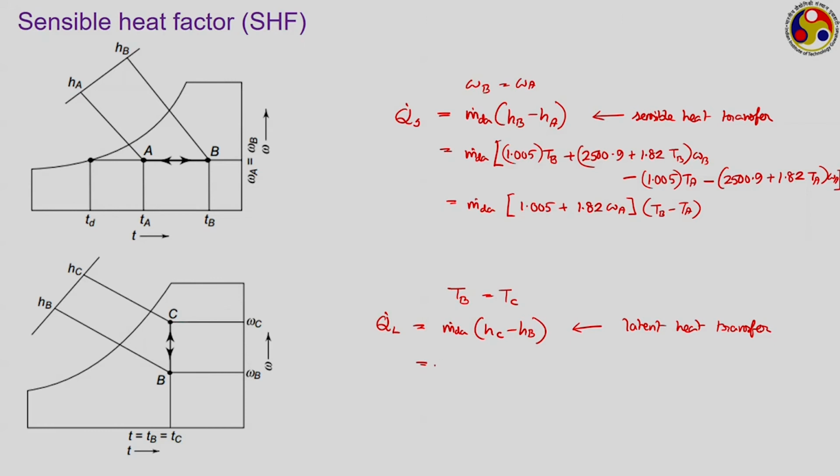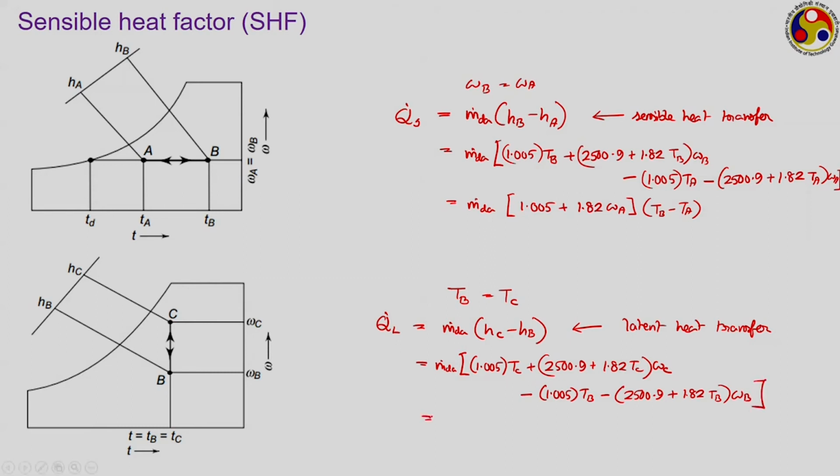Here temperature is constant. So, m dot dry air into, first for the H C part, 1.005 T C plus (2500.9 plus 1.82 T C) into omega C, minus 1.005 T B plus (2500.9 plus 1.82 T B) into omega B.